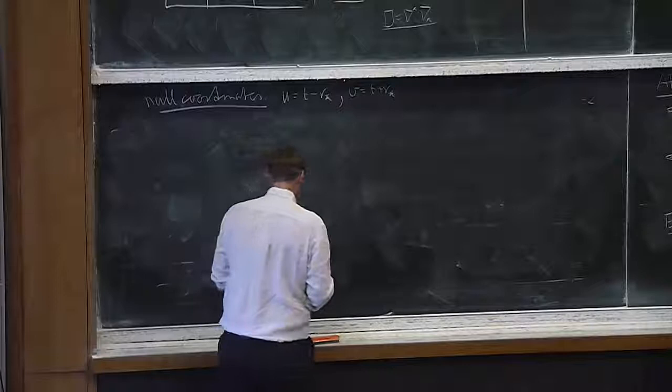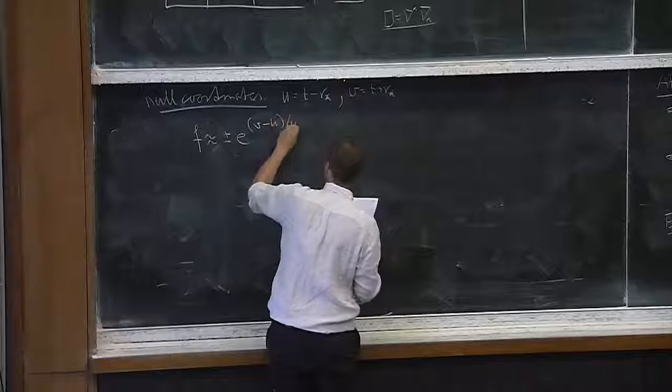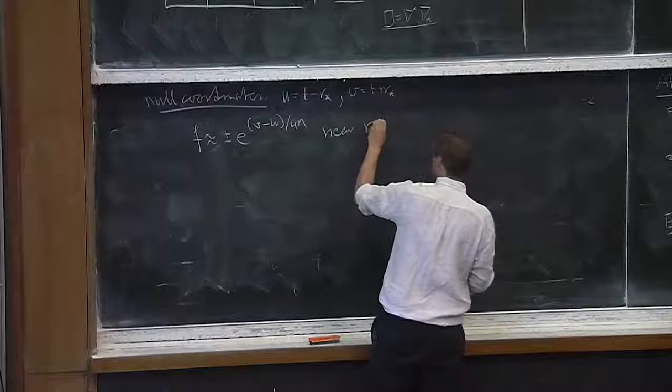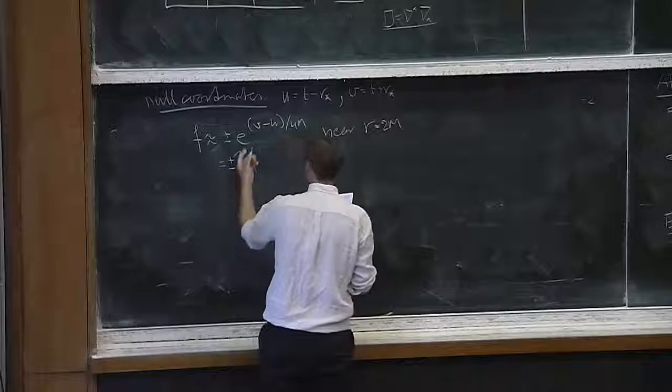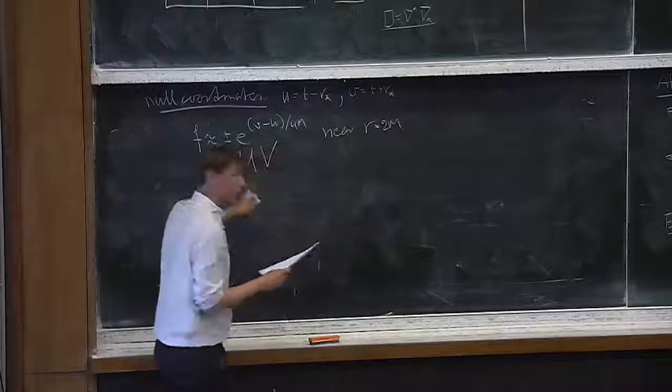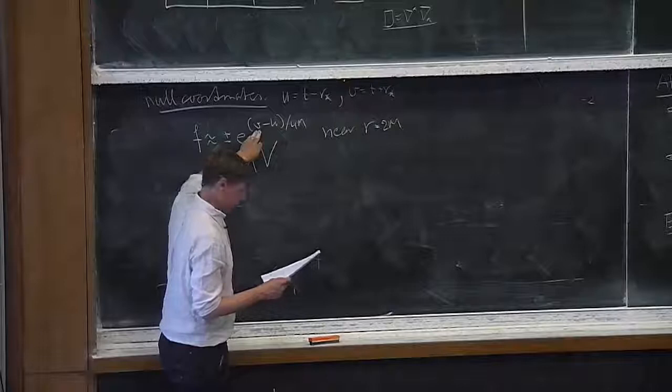What you find is that F goes like plus or minus e to the (v minus u) over 4m near r equals 2m. Okay, and we can then introduce new coordinates by writing this as a product. Now we have capital U and capital V, and those are simply the corresponding exponentials. So U is e to the u over 4m, V is e to the v over 4m, and so on.